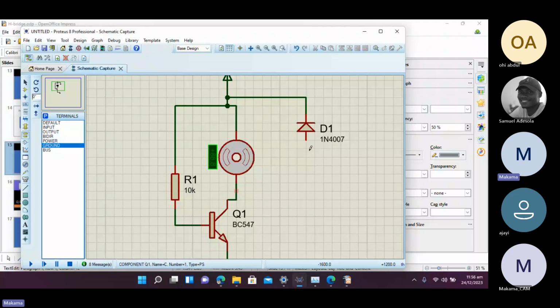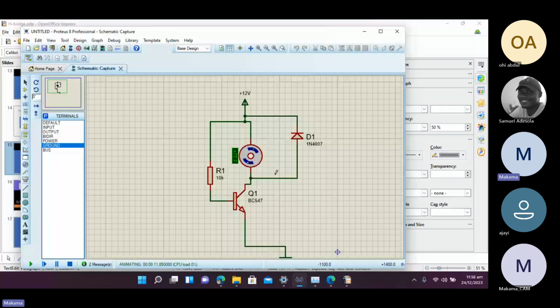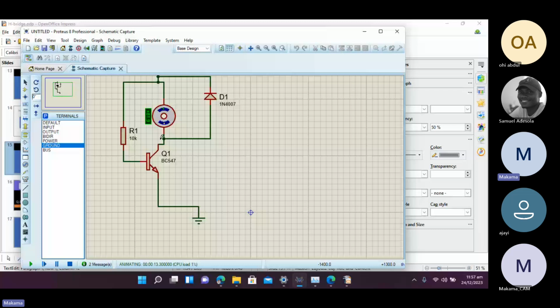Now that is what I was talking about, changing the direction. You see now, once I change the polarity, the motor is turning the other way. So you don't need to be changing the polarity manually; the driver can do it automatically. So you see now the basic way to power your motor. If you want to power your motor, this is the best way to do it.